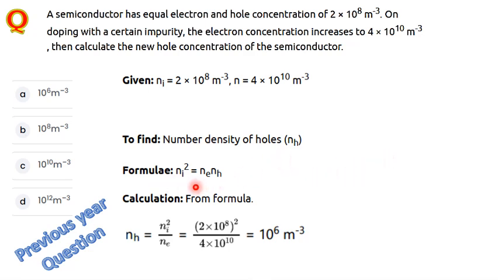The formula is Ni square equal to Ne times Nh. Ni square is already given, and the electron concentration is also given. From this, substitute the value for Nh and cancel. 2 square is 4, which cancels. 10 power 16 over 10 power 10, leaving 10 power 6. So the answer here is 10 power 6 per meter cube.